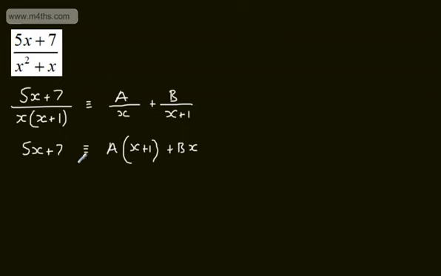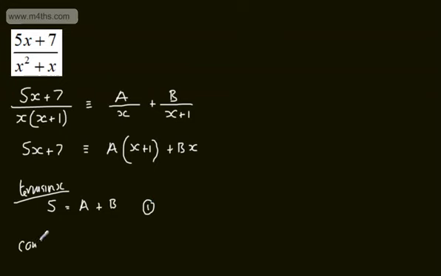Let's now look at equating coefficients. When we equate coefficients, I consider now terms in x. So on the left hand side, I've got 5x. Then on the right hand side, I've got ax plus bx, which means that a plus b will be equal to 5. And I call this equation 1.